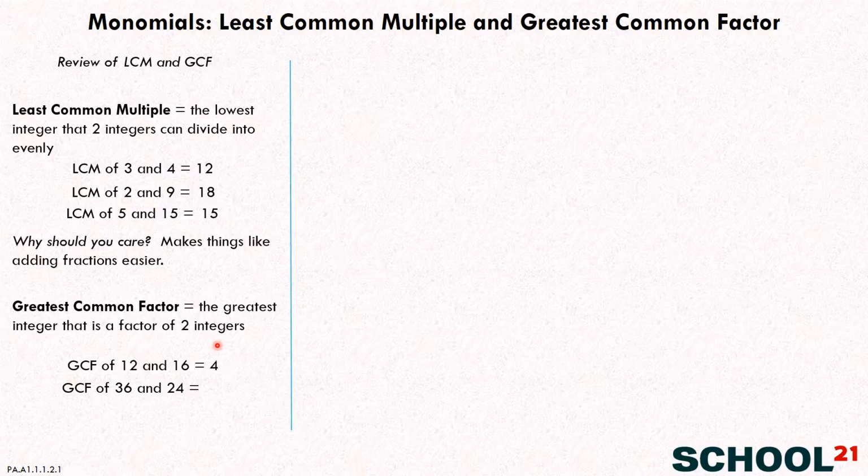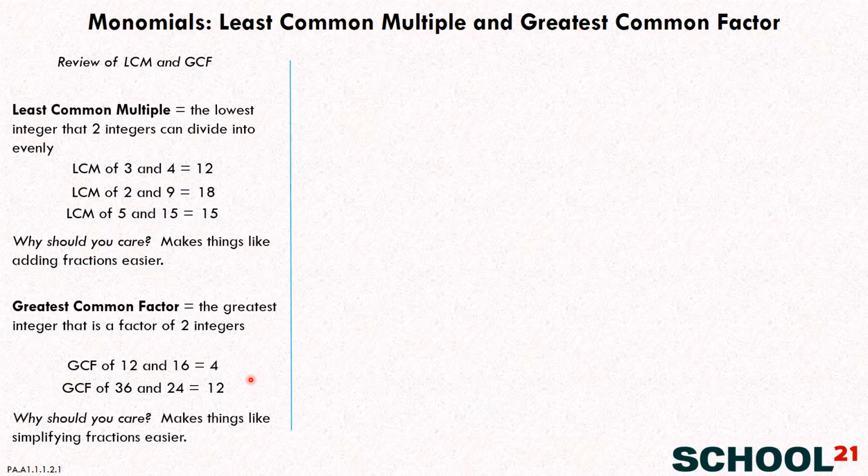Okay, let's do another one really quick. What's the greatest common factor of 36 and 24? 12. Yeah, that's excellent. So that one you can probably remember from your times tables, because your times tables go up to 12. But this one was tricky because 2 divides into both of them, 3 divides into both of them, 6 divides into both of them. You could have gotten a lot of other ones, but the greatest one is 12. Now, why should you care about this? Well, it makes other things easier, like let's say simplifying fractions.